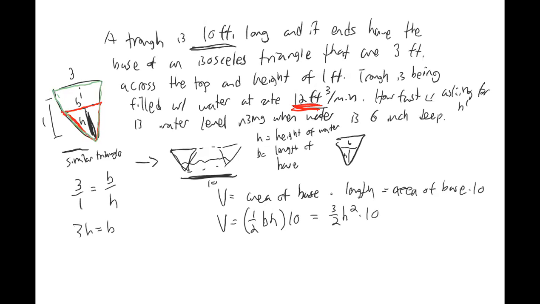I didn't make an algebra error. So this is 15H squared. Now you're done, right? V prime is 15 times 2H prime. Okay, I want H prime. They tell me when H is what? When H is 6. Agree?